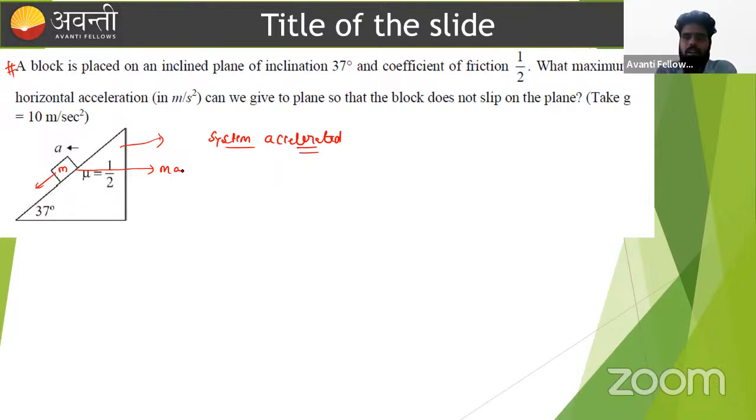Okay. And it is saying, what is the maximum horizontal acceleration? See this word, highlight this word, maximum horizontal acceleration. Can we give the plane so the block does not slip on the plane? Maximum means beta, the maximum acceleration we can give.